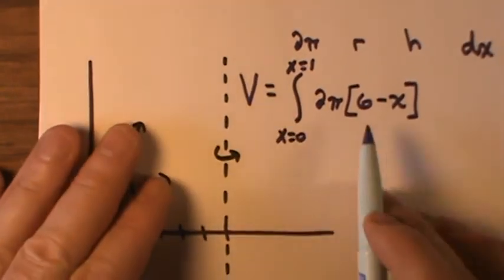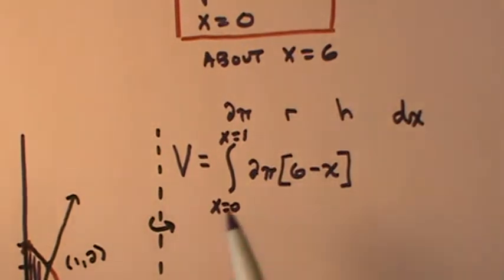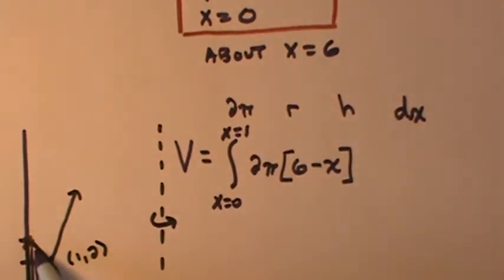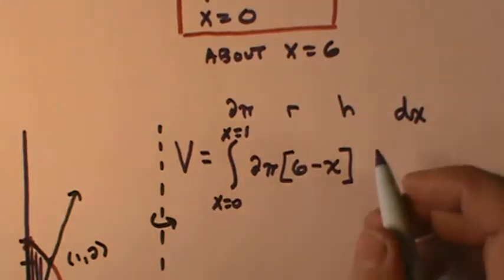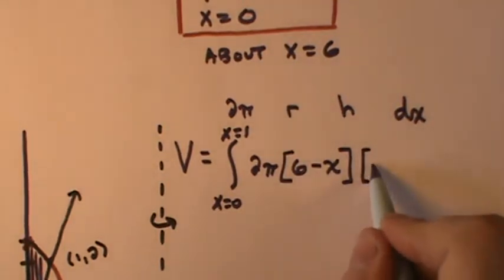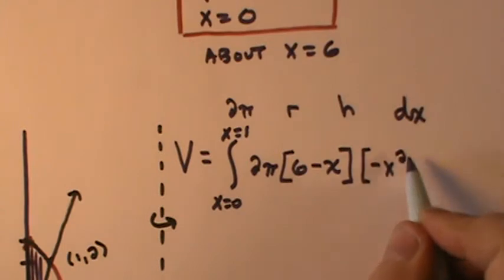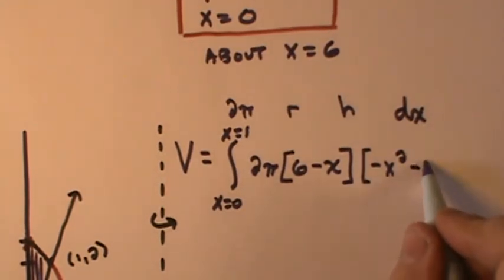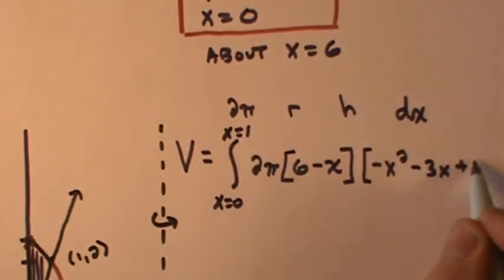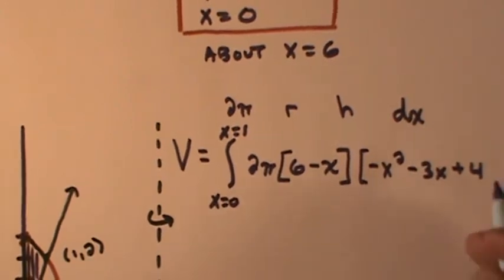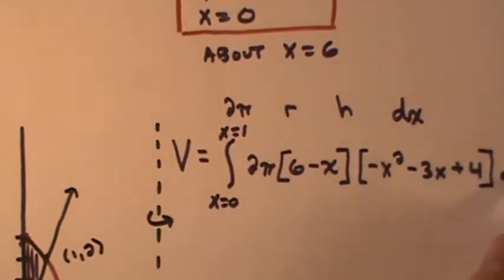Okay, so I'm at 6 minus x, and then the height, well, the height is going to be that parabola minus the line. And since I did that in example 1, I'm going to just recycle that part. It's going to be negative x squared minus 3x plus 4. That was my defined height, dx.